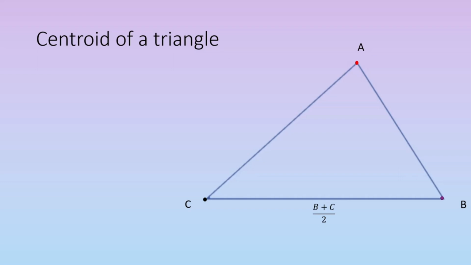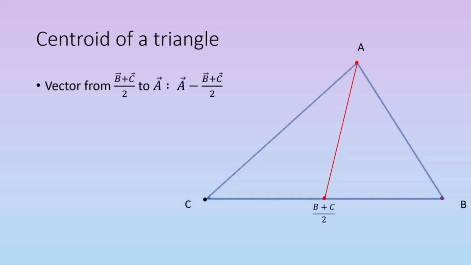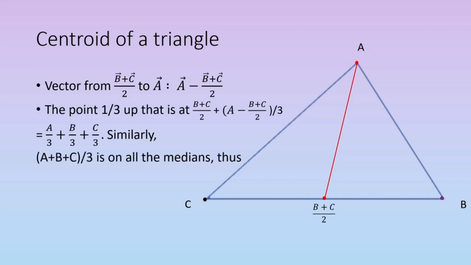Let's draw the median from (B plus C) over 2 to A. Okay. Now, if we get the vector from (B plus C) over 2 to A, that is A minus (B plus C) over 2. So if we start at (B plus C) over 2, and then we add this vector, but we only do 1/3 of the vector. So we only go up the way 1/3 the way. And we can do that by adding (B plus C) over 2 to (A minus (B plus C) over 2) over 3.